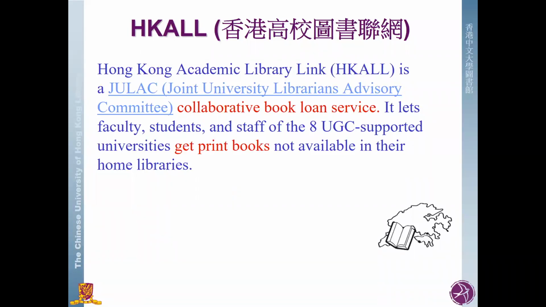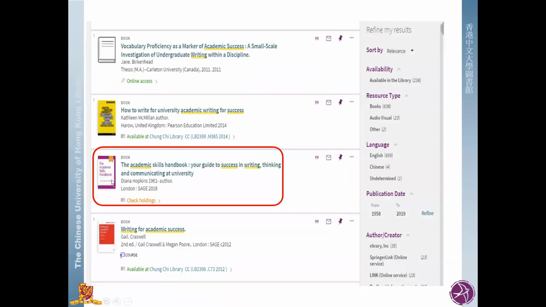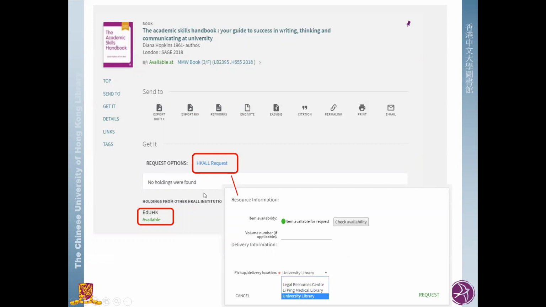Okay. So where you can get this is go to the library page. Here is the Hong Kong All links. Let's say I type in the keyword "success in academic writing" and then click the search function. For example, if I really need to read this book, the academic skill handbook, I want to have it, but the CUHK one is already out, or CUHK actually doesn't have this book, then never mind.